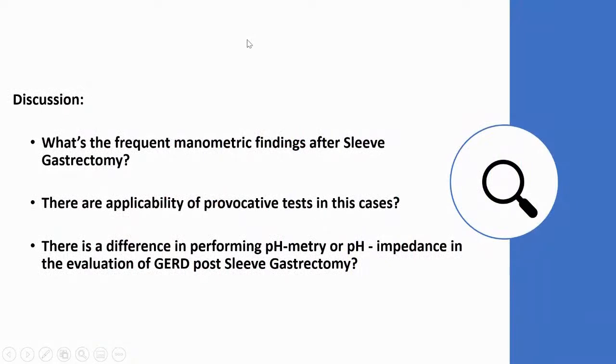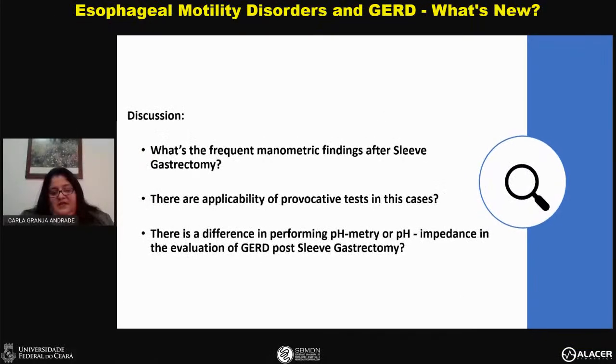The other questions I want to ask are: what are the frequent manometric findings after sleeve gastrectomy? Is there applicability of provocative tests in these cases? And is there a difference between performing pH metry and pH impedance in the evaluation of gastroesophageal reflux post-sleeve gastrectomy? Thank you.